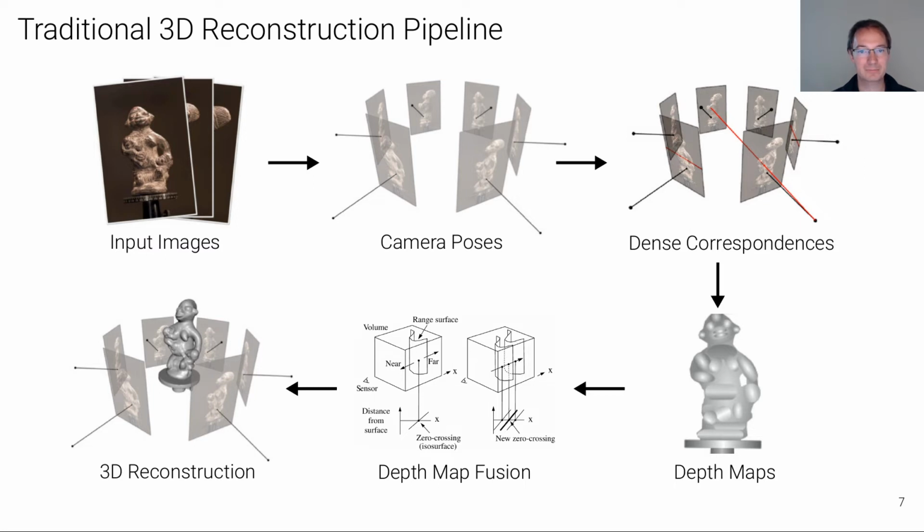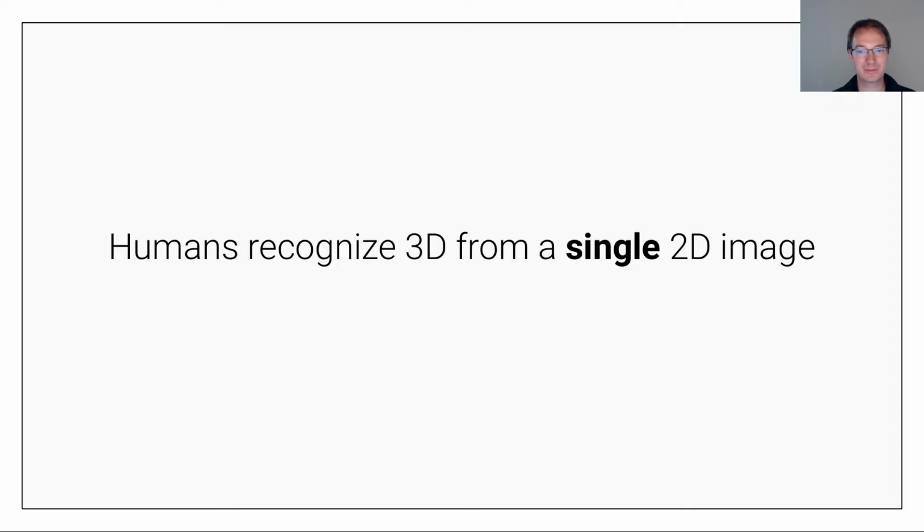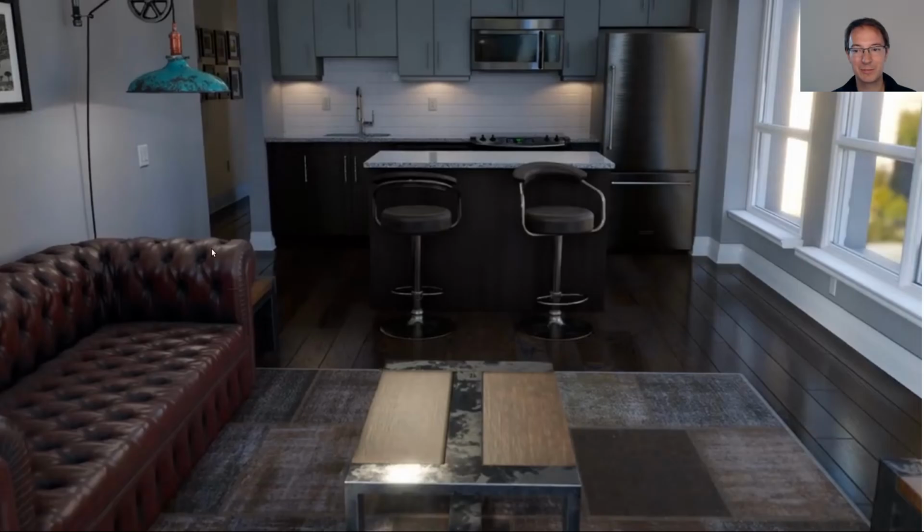Now, while most traditional 3D reconstruction pipelines require huge amounts of images, humans can actually recognize 3D from a single 2D image. If I show you this image, you can easily tell me which object is in front of which object. What is the approximate distance to the refrigerator? Or what will happen if I move forward?